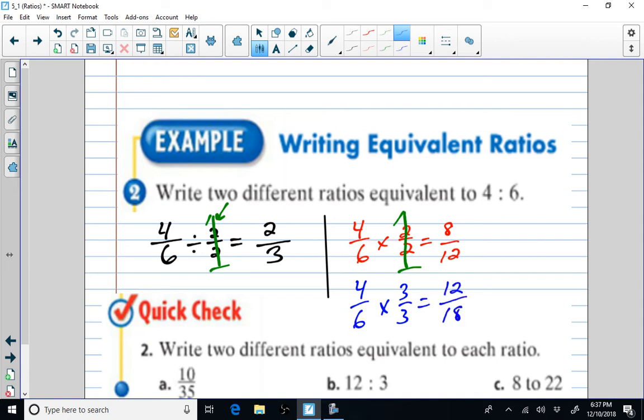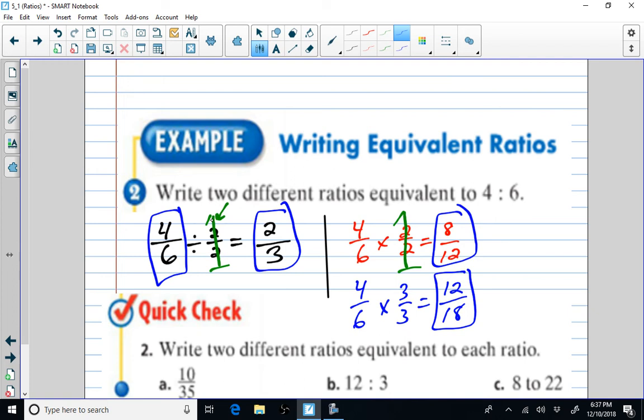4 times 3 is 12, 6 times 3 is 18. So now we have 4 equivalent fractions. 2/3 is the same as 4/6. 4/6 is the same as 8/12. 8/12 is the same as 12/18. So when we write equivalent fractions, it's very easy.